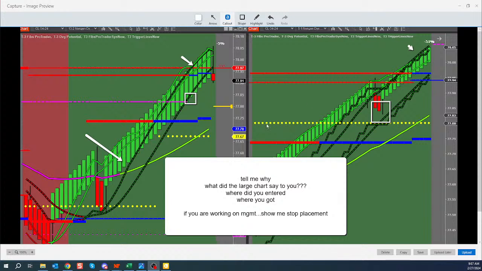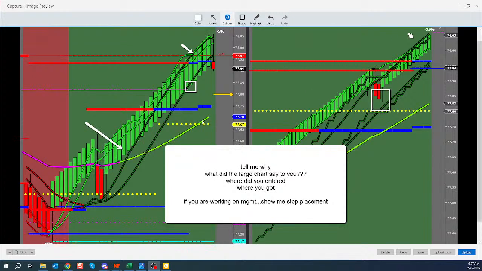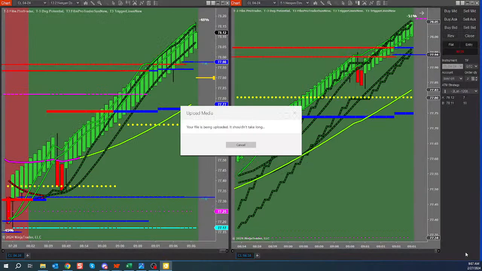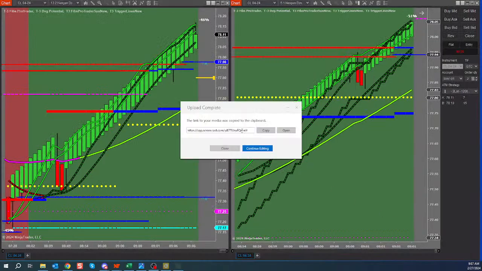This creates a management opportunity for you. Not a bad spot to take first profits, because we're not sure if it's going to hold or break. And then what you can do after you drop it in the room is click this upload button. This upload is going to give you a link to what we call screencast. And this is really just putting your picture in the cloud.